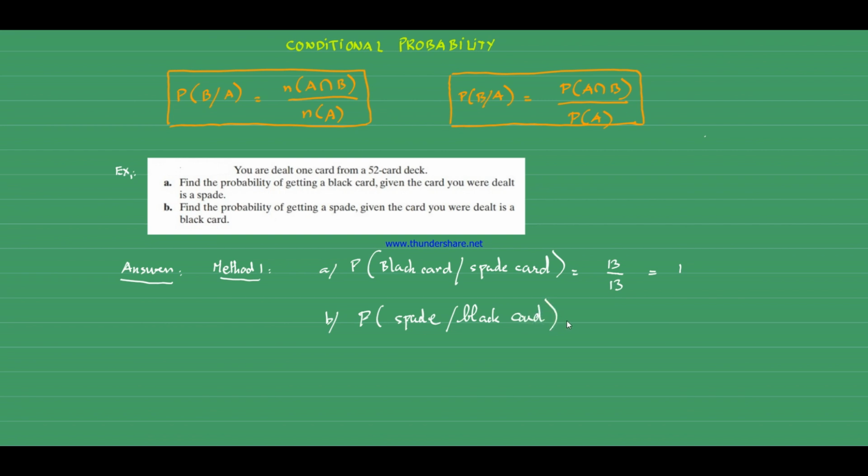Okay, so now again we need to find the intersection between speed and black. So we have 13 again. We have 13, but how many black do we have? We have 26. So in total here we have 1/2. Okay, so that is how you use this formula here.